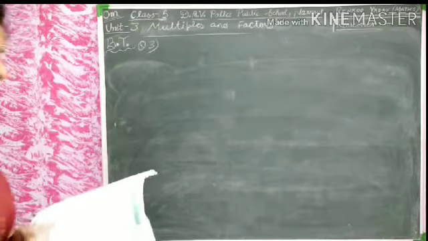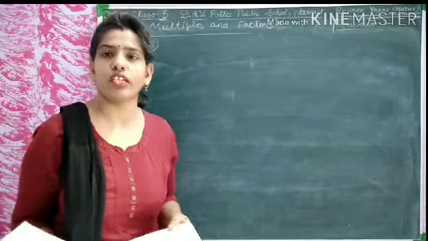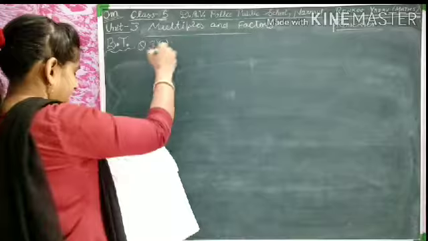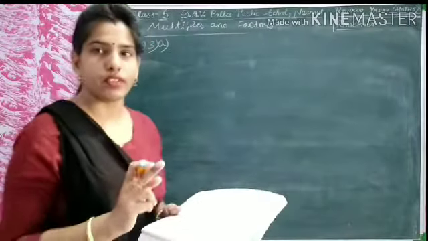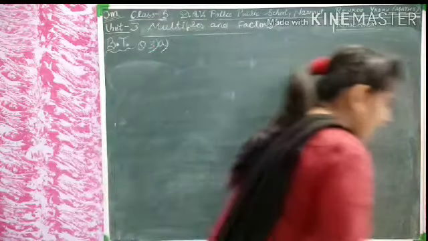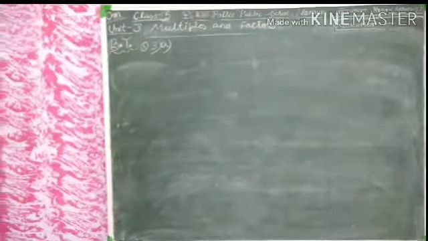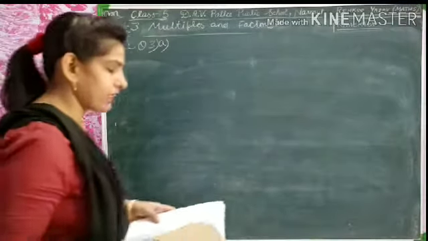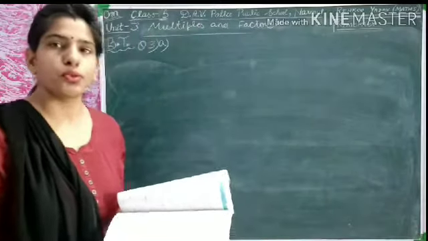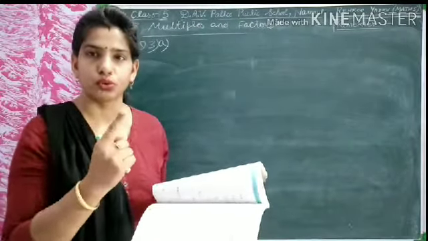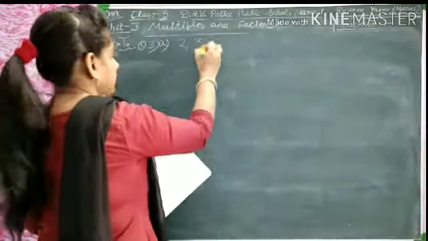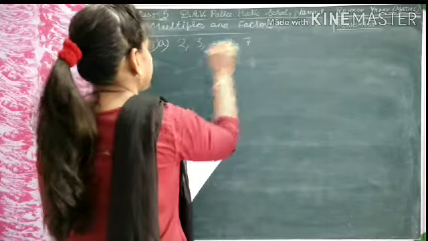In question number 3, students, there are fill in the blanks. In part A, 2 into 3 into 7 is equal to 42. So, 42 is a multiple of which numbers? 2, 3, 7. It means the answer is 2, 3 and 7. This will be the answer here.